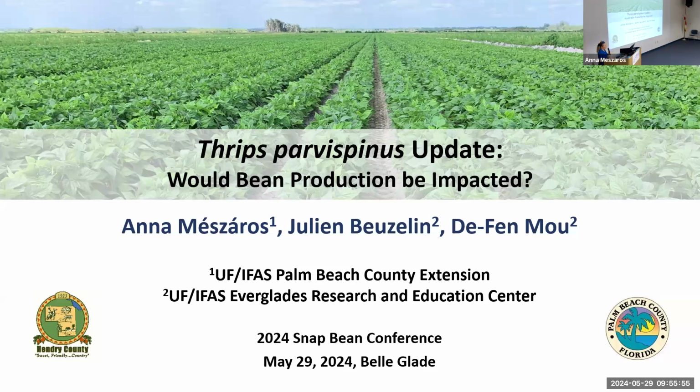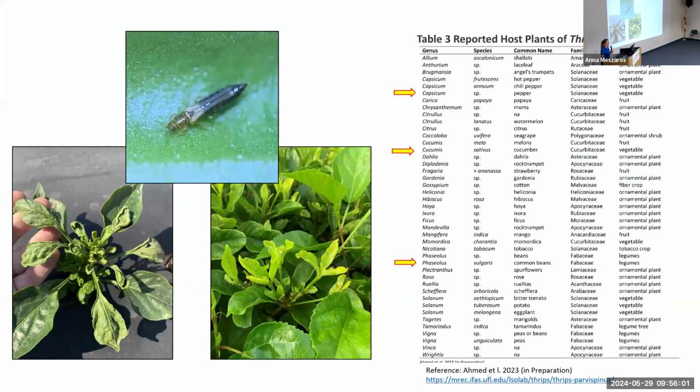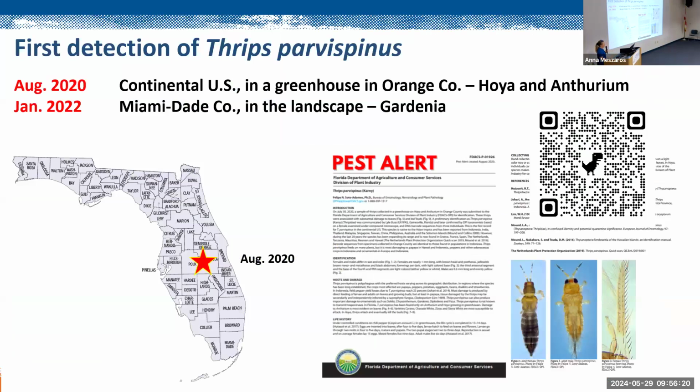So, just quickly, a Thrips parvispinus update. Would bean production be impacted? Hopefully everybody knows by now that Thrips parvispinus is an invasive, polyphagous thrips species that affects the production of vegetables and ornamentals worldwide. It's reported feeding on over 40 different plant species from a variety of different crops. That's why it is probably super important.